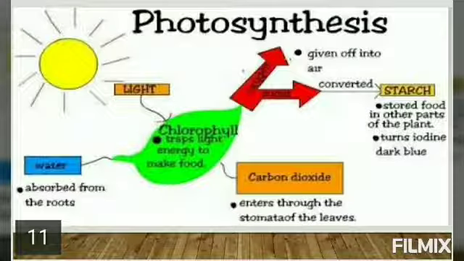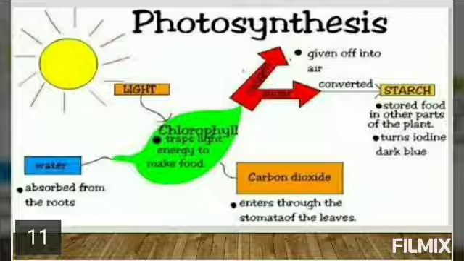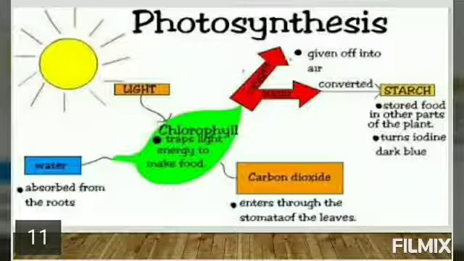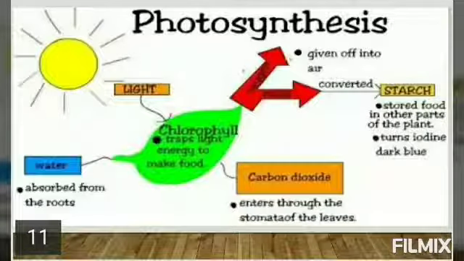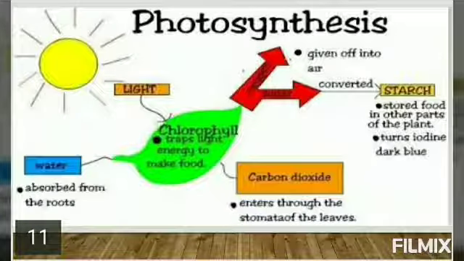See the diagrammatic explanation of photosynthesis. Carbon dioxide plus water in the presence of chlorophyll and light gives starch, which is stored in the plant parts and used by the plants, and it also releases oxygen and water molecules. This is the diagrammatic explanation. Chlorophyll, the green pigment, is responsible for photosynthesis.